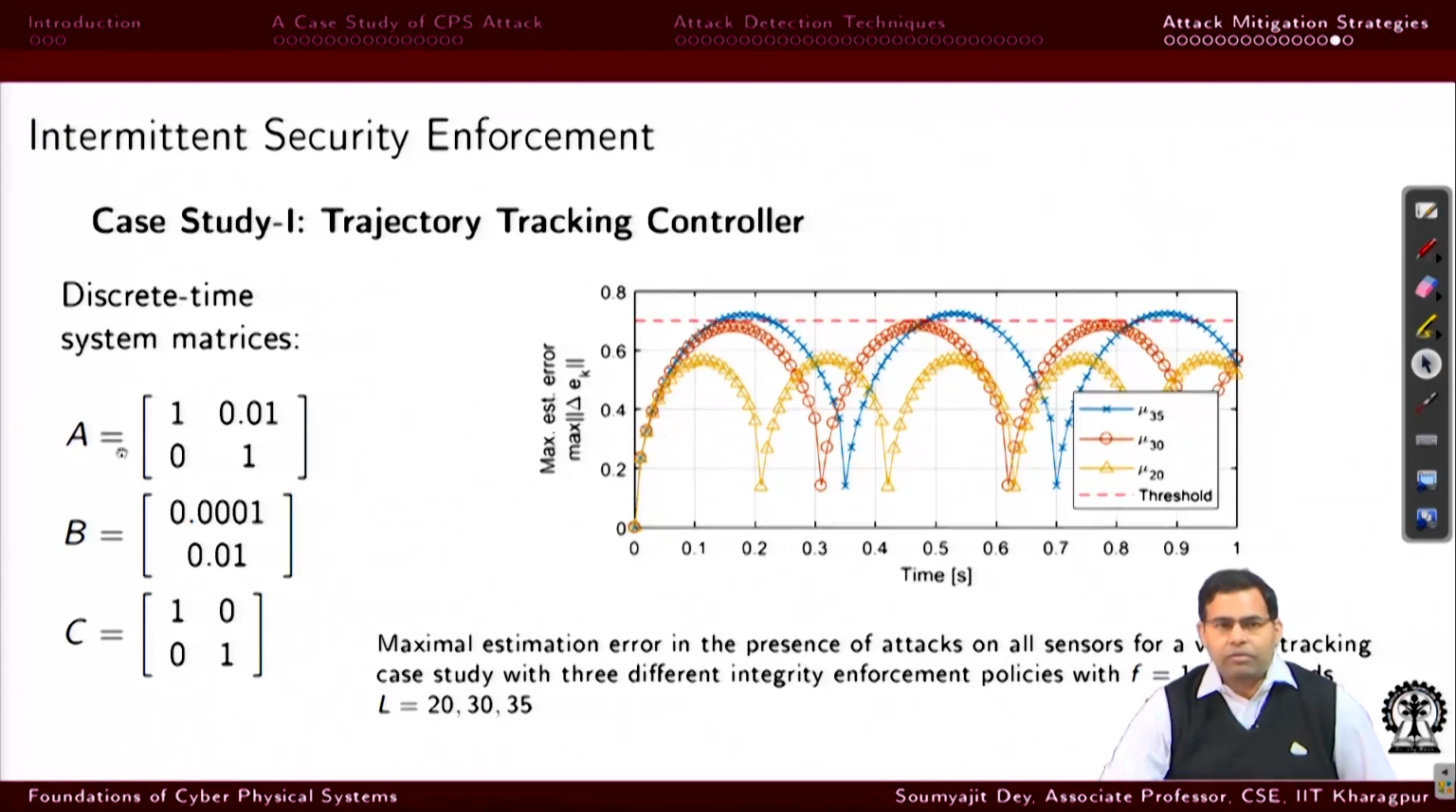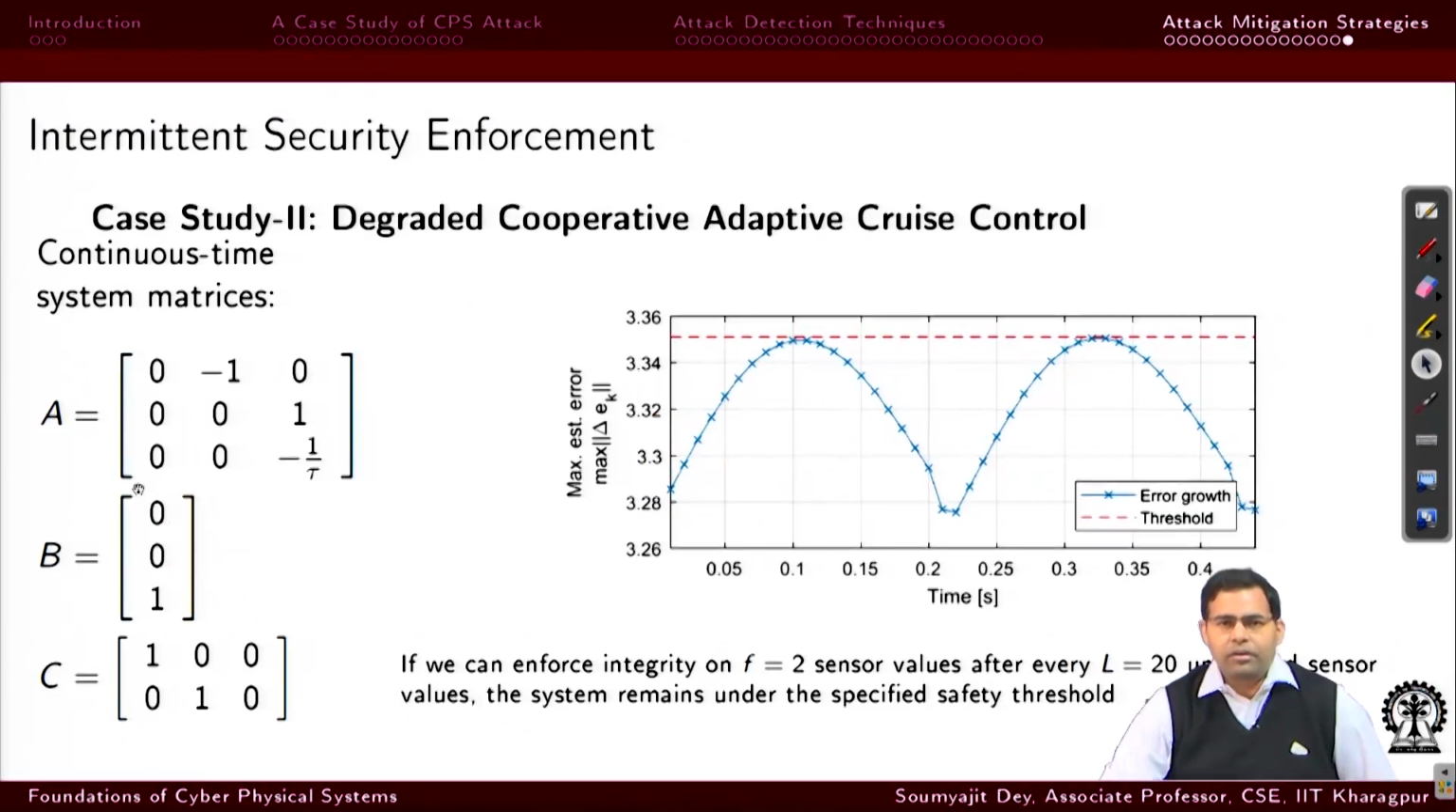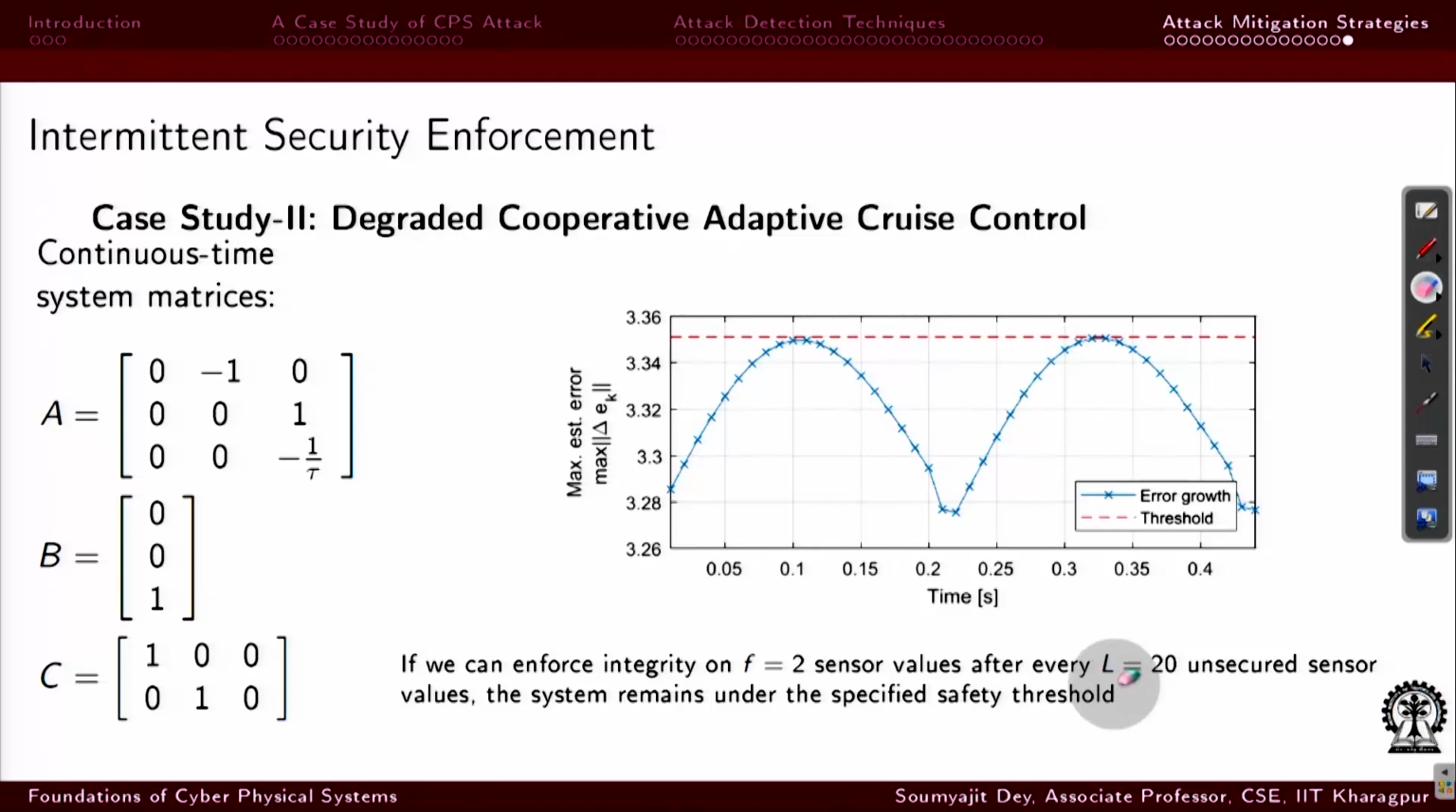Here we are just starting from the system matrices for the sake of time, and we are trying to show you how these estimation errors change. In this case we are showing how this error is going up, but the choice of security policy here has been such that we are able to keep it below this safety threshold. This is the safety threshold here. So, we enforce an integrity on f equal to 2. Here the security policy is such that you enforce the policy once in every 20 iterations, but you enforce it for 2 cycles. I mean, twice you give the security policy.